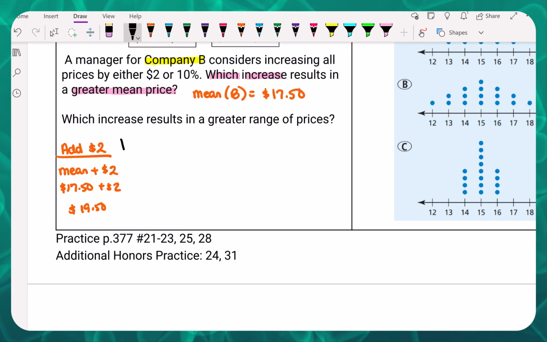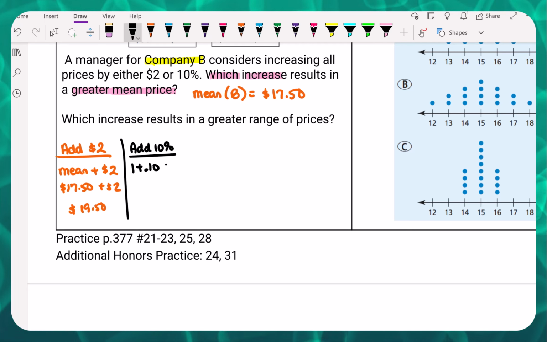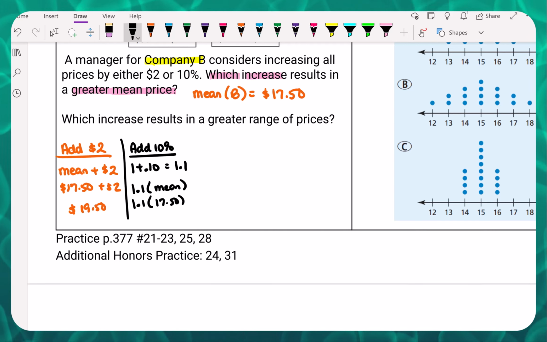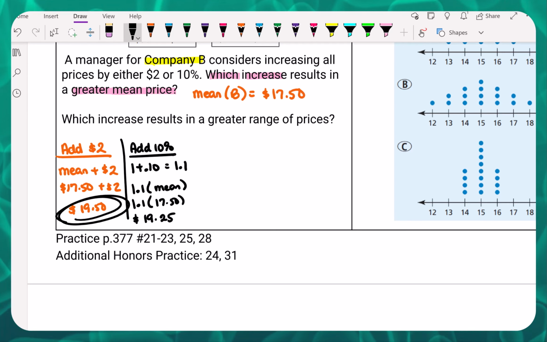All right, now what's going to happen if I add 10%? Equally, this is a growth, remember? So I'm going to actually multiply the mean by 1.1. So the mean is $17.50, and when I multiply that times 1.1, I wind up with $19.25. Okay, so which one of these two results in a higher price? Adding the $2, okay?